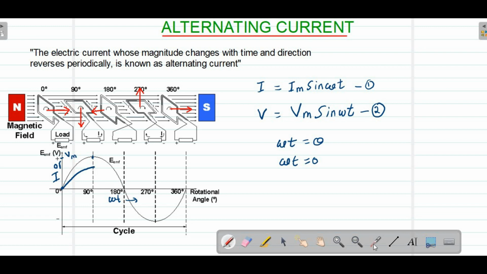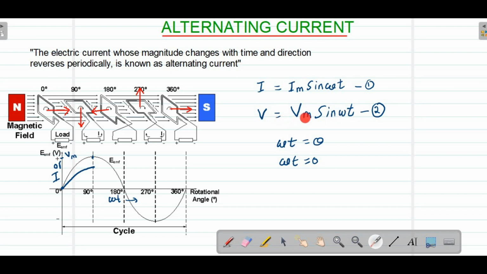Now again, if the armature is rotating from this point, once again 90 degrees, so total from the initial position will be 180 degrees. Now this is the direction of the normal to the plane of the coil, and the magnetic field is this way. Between these two directions, the angle is 180 degrees. Then if I substitute omega t equal to 180 in equation number 2, V equals Vm into sin omega t. If omega t is 180, sin 180 is 0.